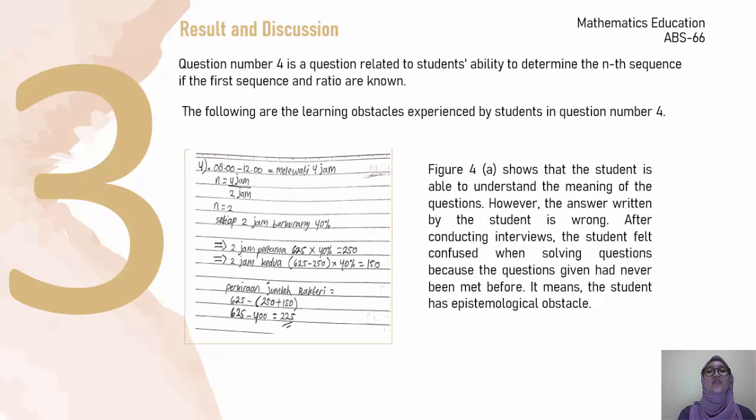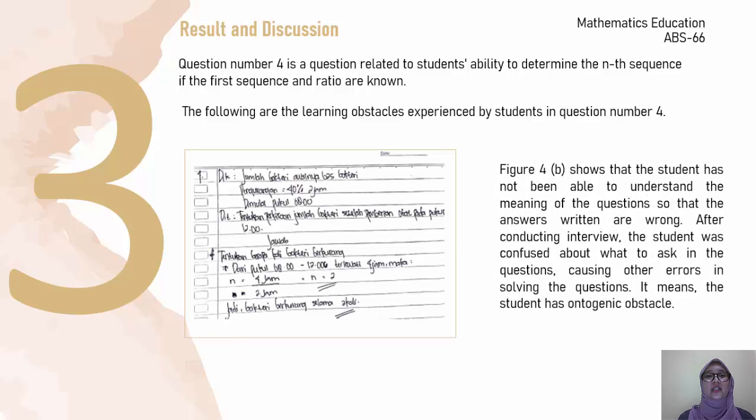And next, question number 4 is a question related to student ability to determine the end sequence if the first sequence and ratio are known. On figure 4a, we can see the student is able to understand the meaning of the question. However, the answer written by the student is wrong. After conducting interview, the student felt confused when solving the question because the question given had never been met before. It means the student has epistemological obstacle.